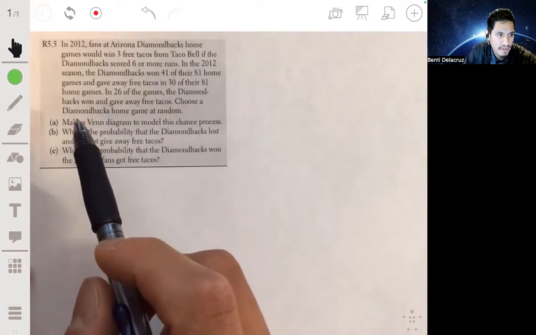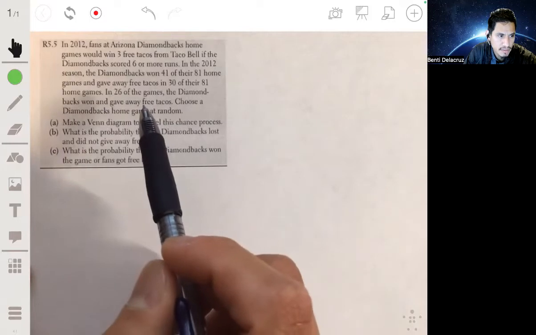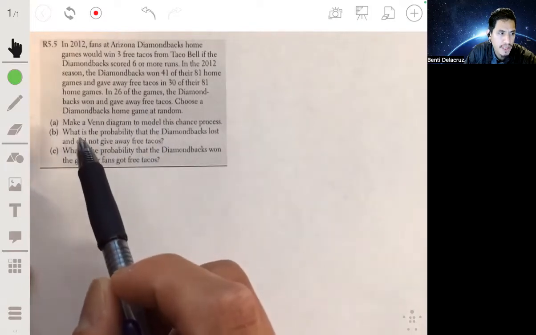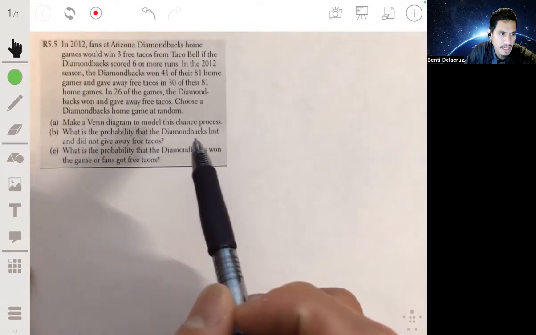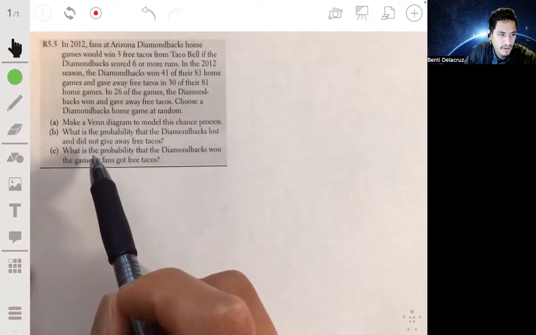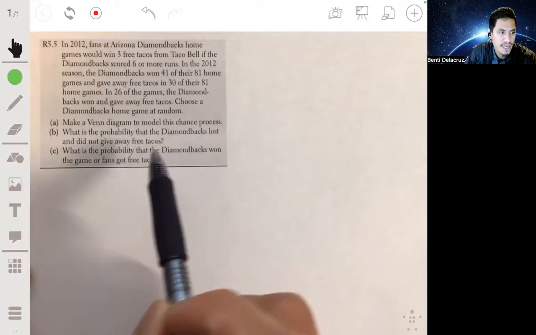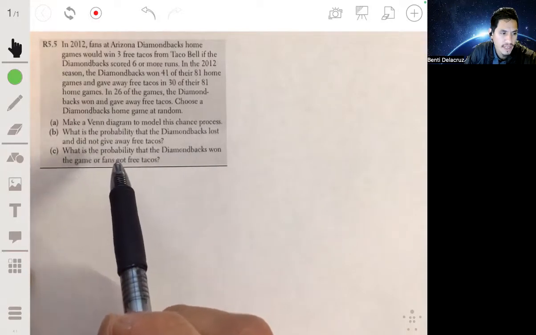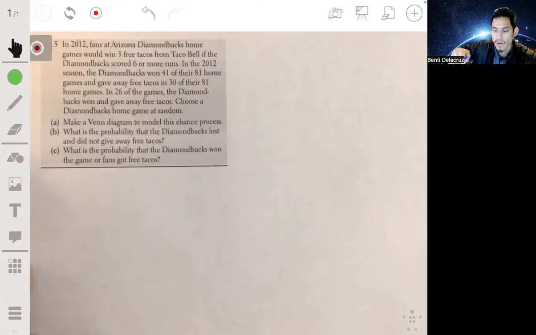So part A, we have to make a Venn diagram to model this chance process. And in part B, we're going to find the probability that the Diamondbacks lost and did not give away free tacos. And in part C, we're going to find the probability that the Diamondbacks won the game or that fans got free tacos.